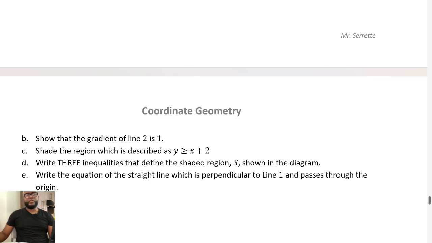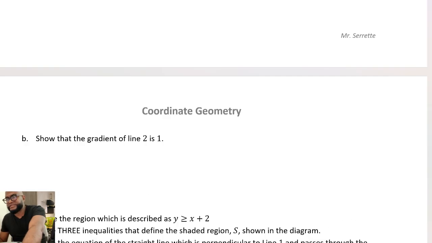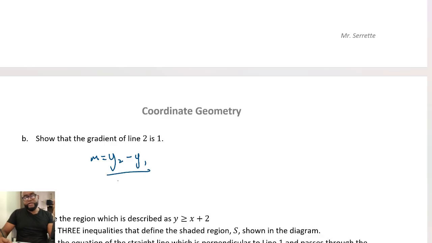So there we go. Show that the gradient of line 1 is equal to 1. You just learned that at school, right? Show that the gradient of line 1 is 1. Now, I showed it from the equation, but if you have to show it here, you actually have to do m is equal to y2 minus y1 over x2 minus x1.